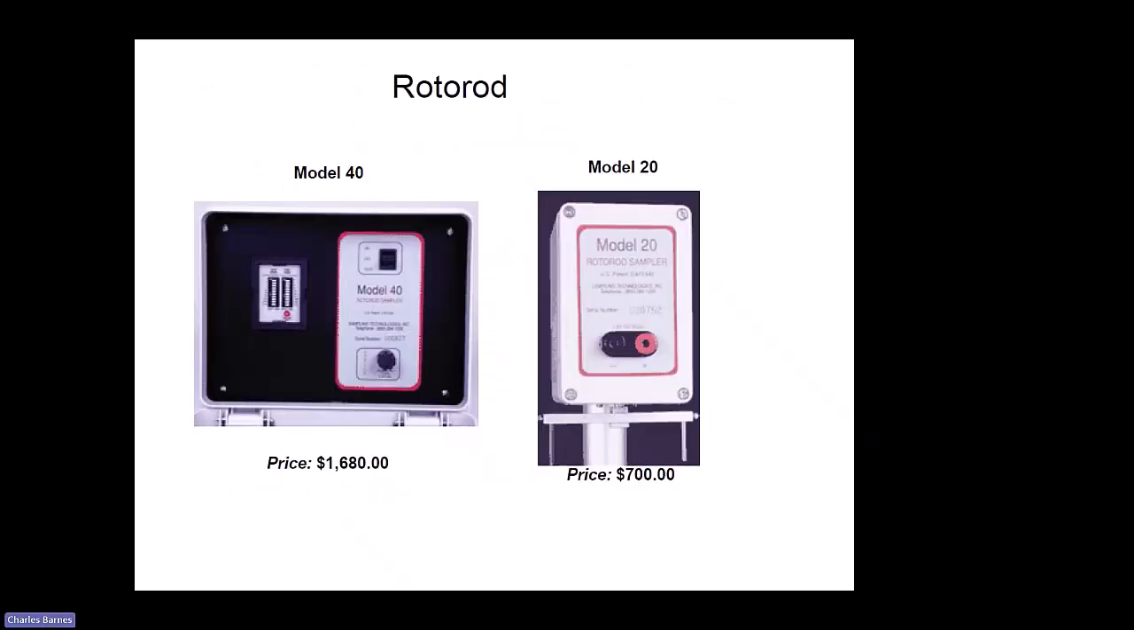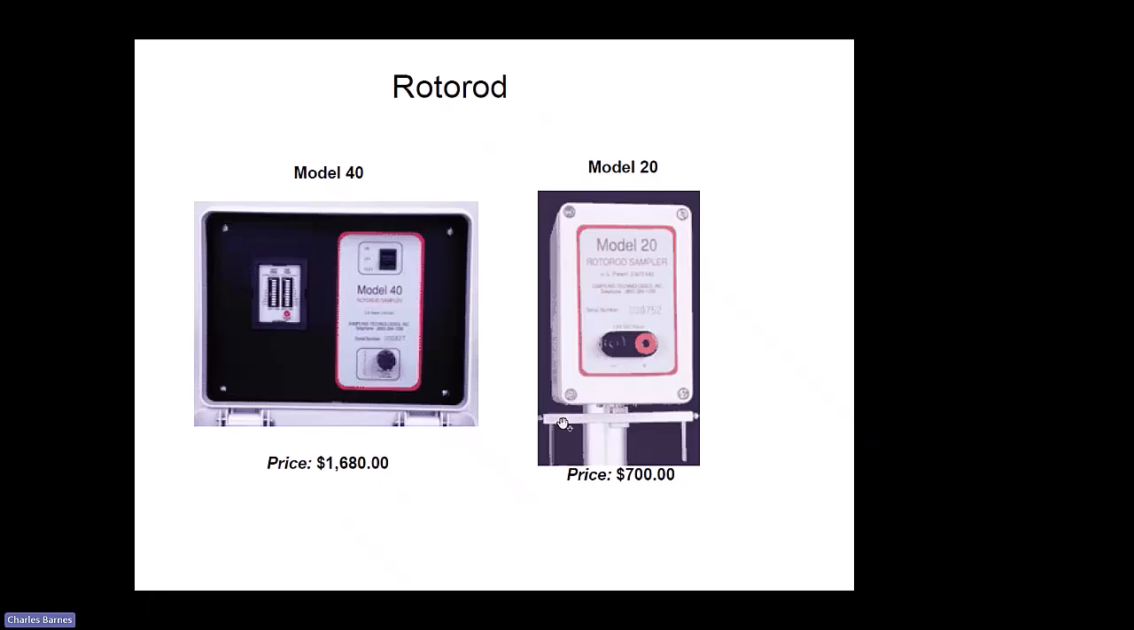This is the rotorod device. A lot of practices have these. If you want to set up a practice and just put out pollen counts, this is probably the most reasonable price-wise you can get into it. I'm not on the committee.